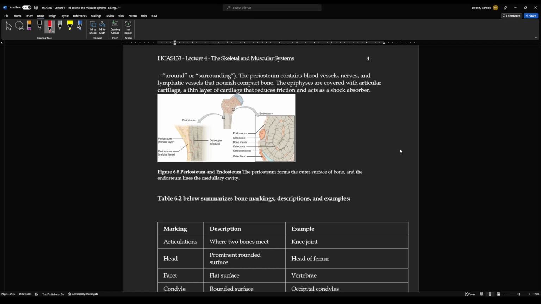This whole concept of how bone adapts to stress is called Wolff's Law. Essentially, the more you load a bone, the bigger the bone will get, within reason.